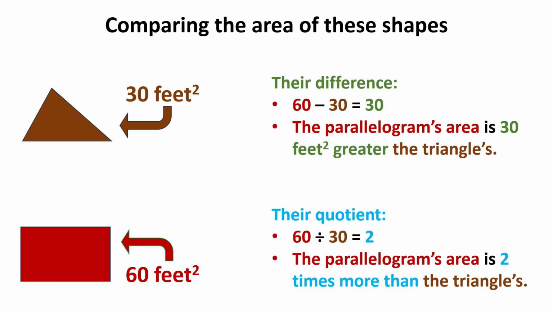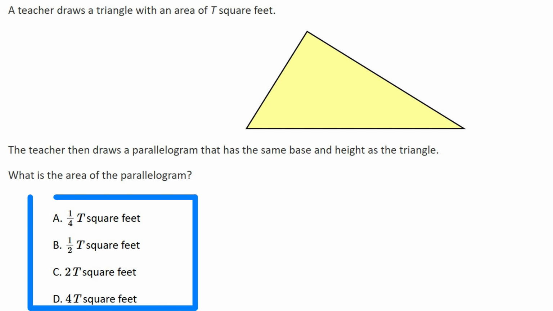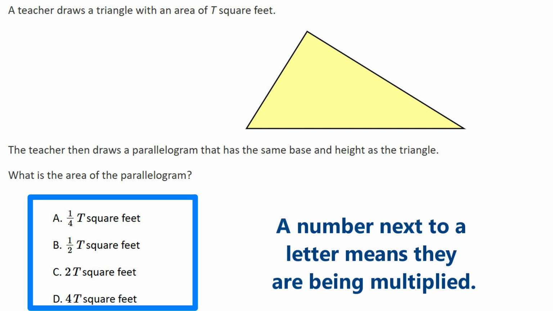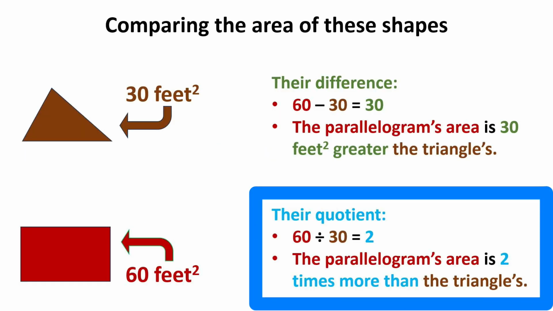Now we're ready to return to the answer choices. The question states that the capital T stands for the area of the triangle in square feet. In all of these answer choices, we see a number next to the capital letter T. Whenever a number is alongside a letter, that means the number and letter are being multiplied. Since the answer choices involve multiplication, we'll choose our comparison phrase that involved multiplication.